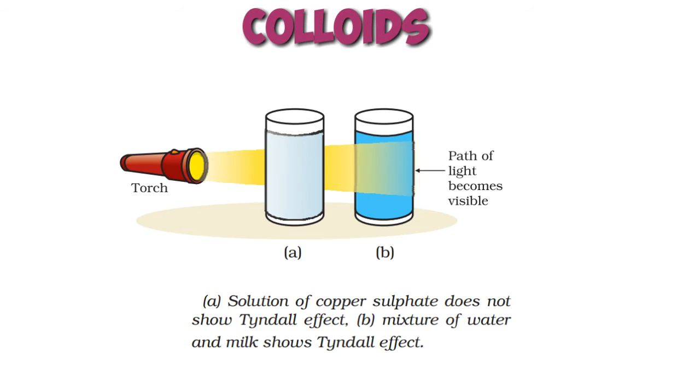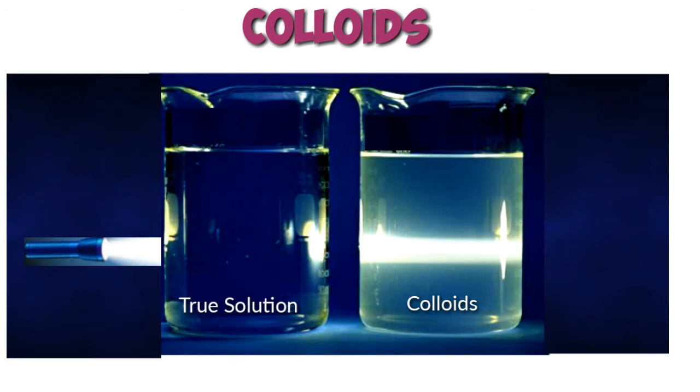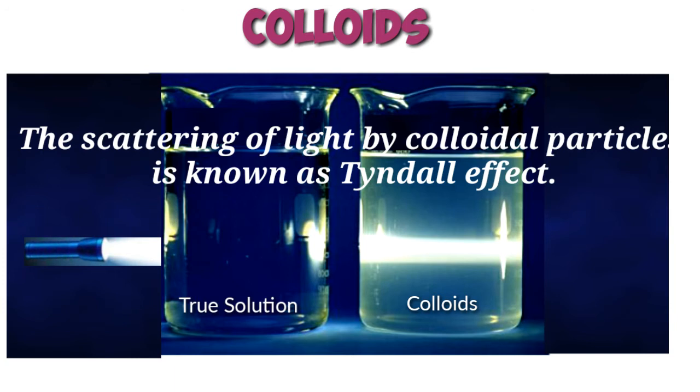If a beam of light is allowed to fall on a colloidal solution kept in a beaker in a dark room, the path of the light beam is illuminated and becomes visible when seen from outside. The path of the light beam becomes visible because the colloidal particles are big enough to scatter light falling on them in all directions. This scattered light enters our eyes and we are able to see the path of the light beam. The scattering of light by colloidal particles is known as the Tyndall effect.